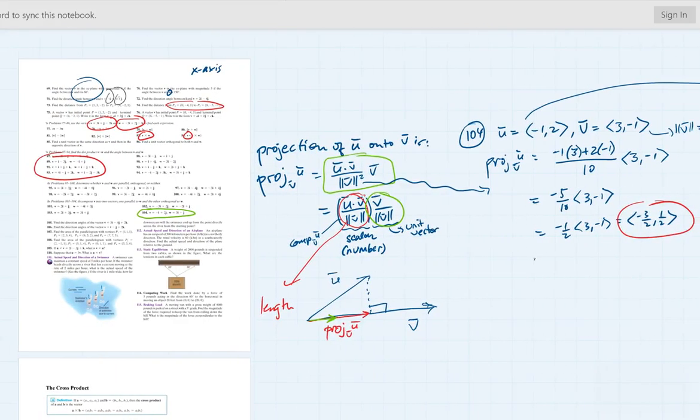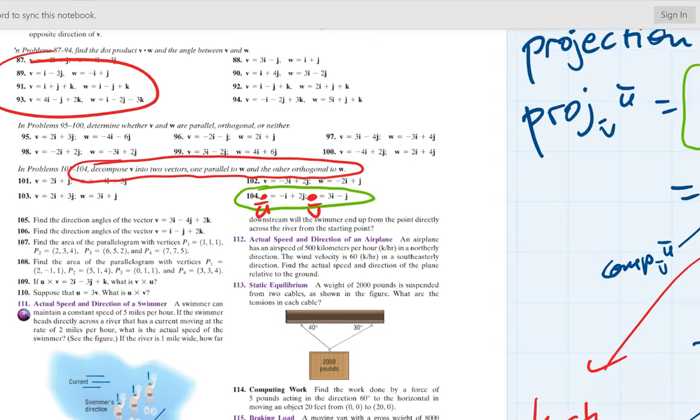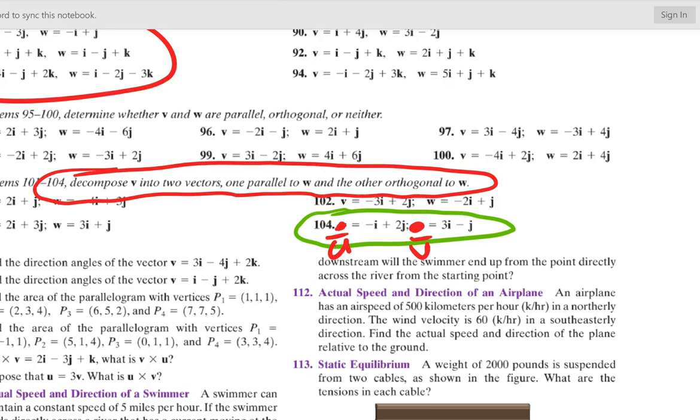Now, one problem that is like this is, so wait, we haven't finished this yet. It says decompose V into two vectors, one parallel to W and one orthogonal to W. Okay, so I've mislabeled this. Let me call this U, and let me call this V. It's all the same. This is probably how I would write it on the test anyway.